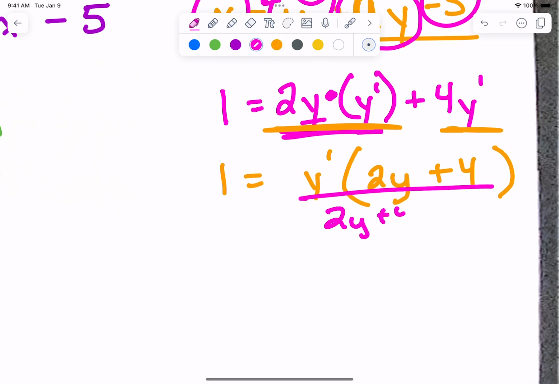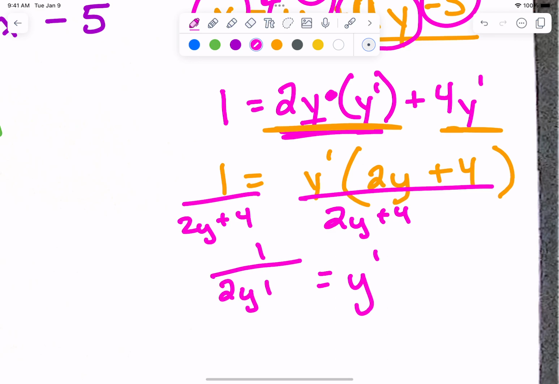Now what if I'm trying to solve for y prime? Divide by 2y plus 4. So I divide by 2y plus 4, and then my y prime is equal to 1 over 2y plus 4.